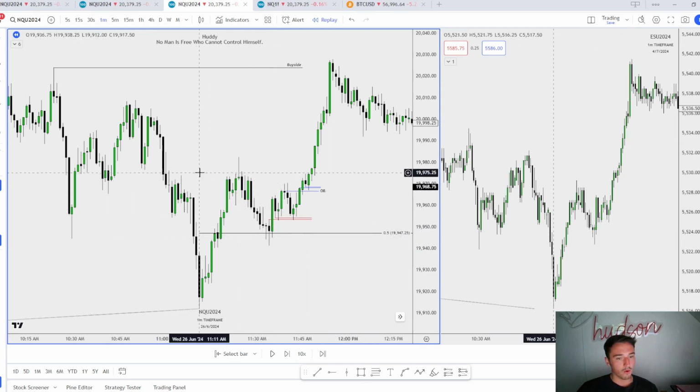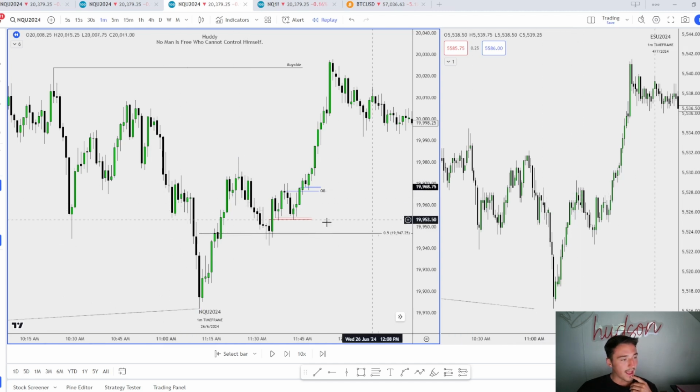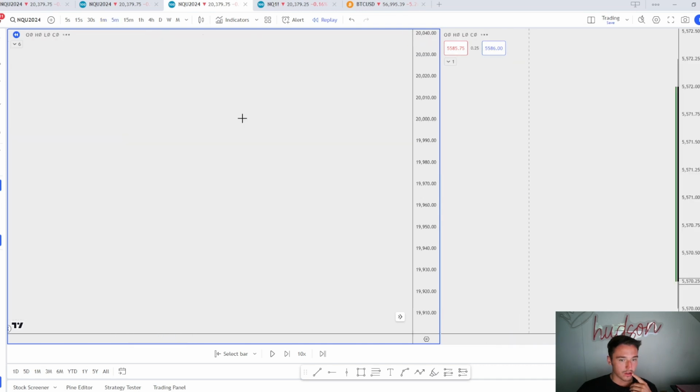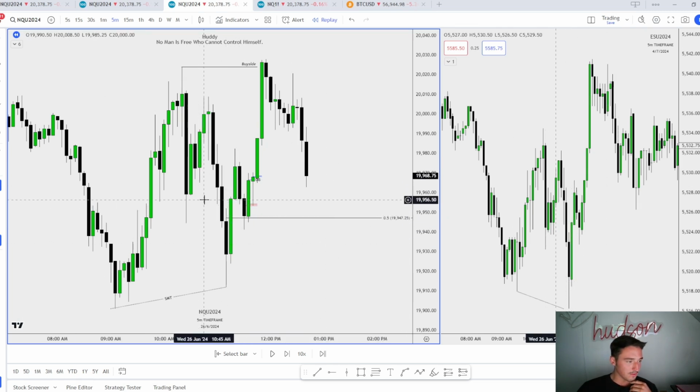What do we wait for if we displace out of here with no imbalances being filled? We have to wait for a soup or discount of the range. Right here is discount of the range. I wonder if we come down to a 5-minute imbalance. 5-minute OB. Also 5-minute imbalance right there. So that's what you have to wait for.